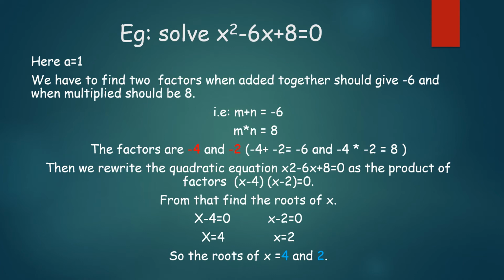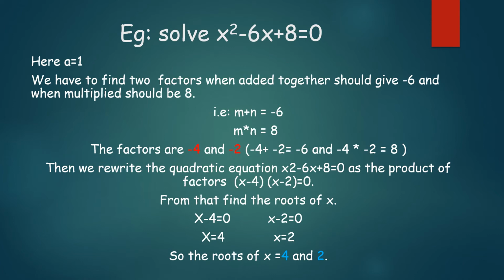Then we rewrite the quadratic equation x square minus 6x plus 8 equal to 0 as a product of these two factors which we identified, that is negative 4 and negative 2. That is (x minus 4) into (x minus 2) equal to 0. From that we find the roots of x.